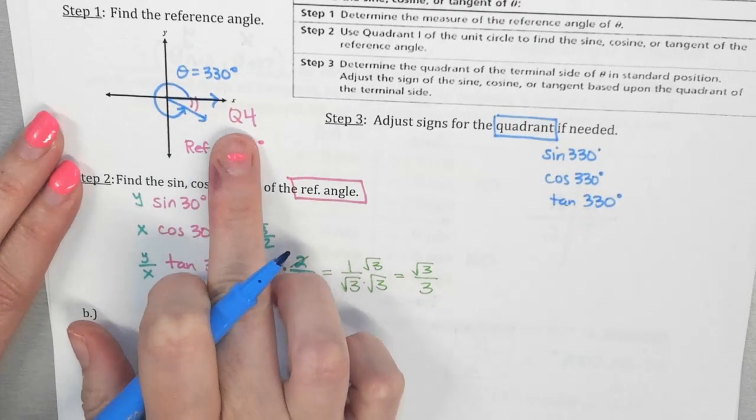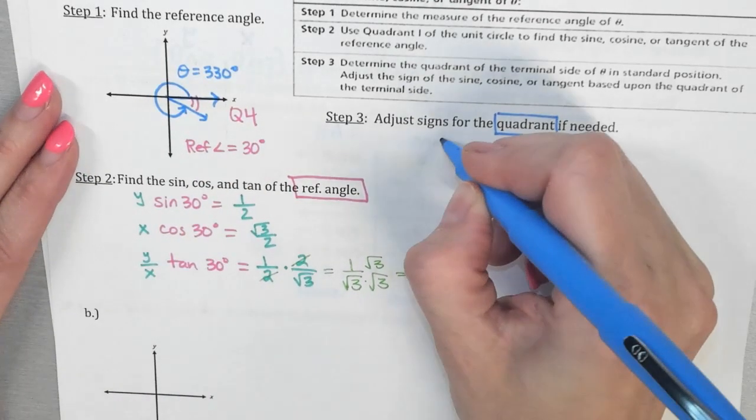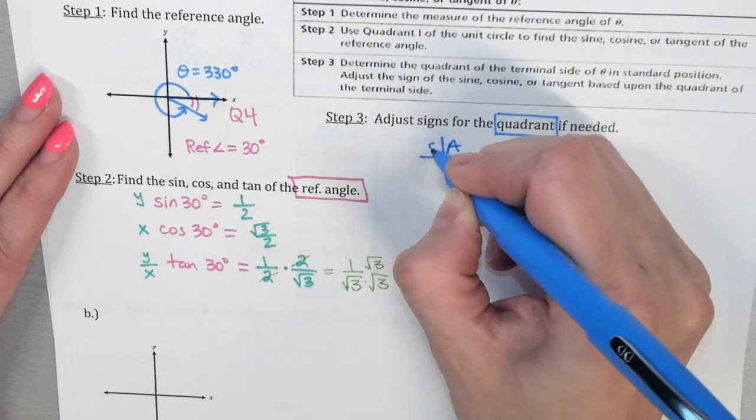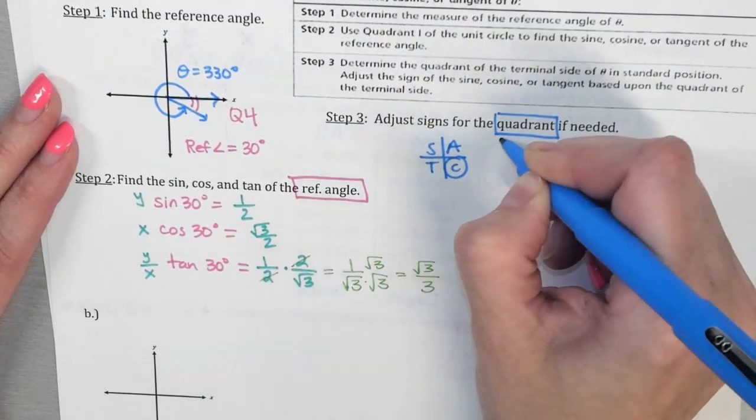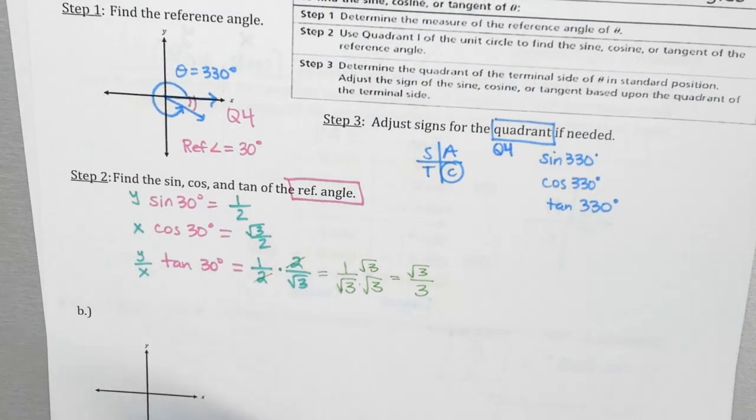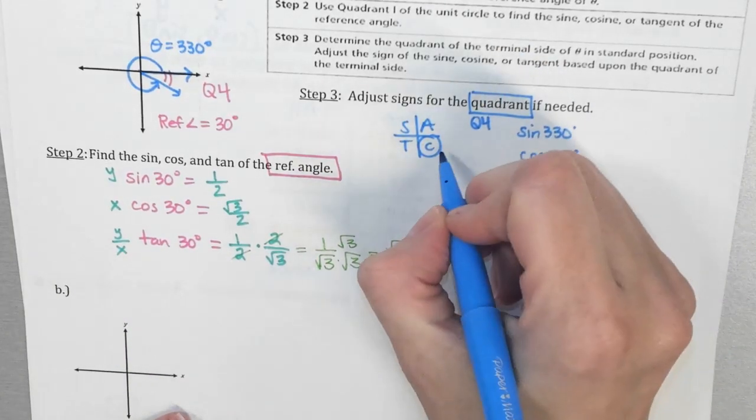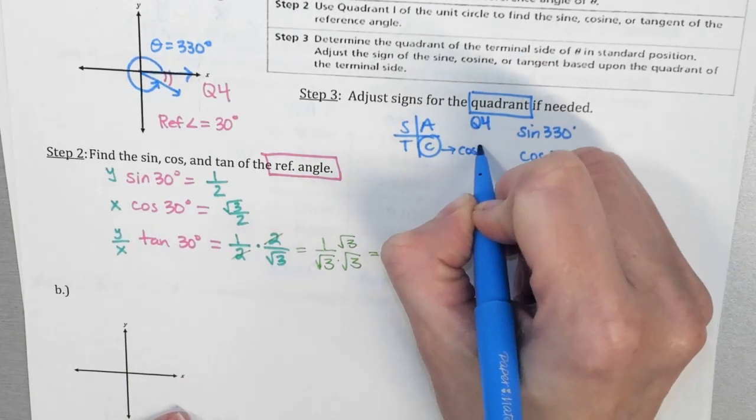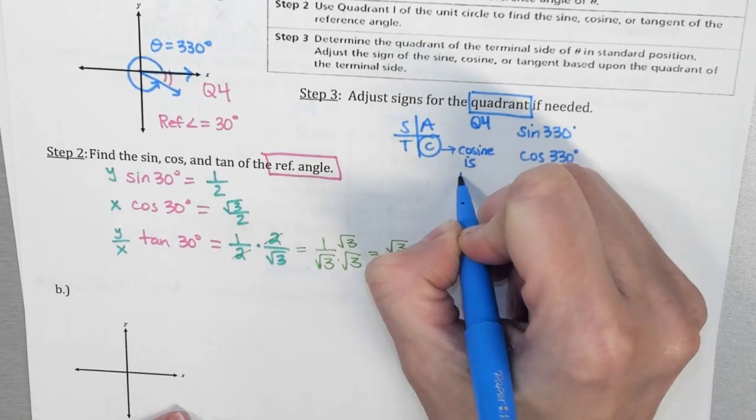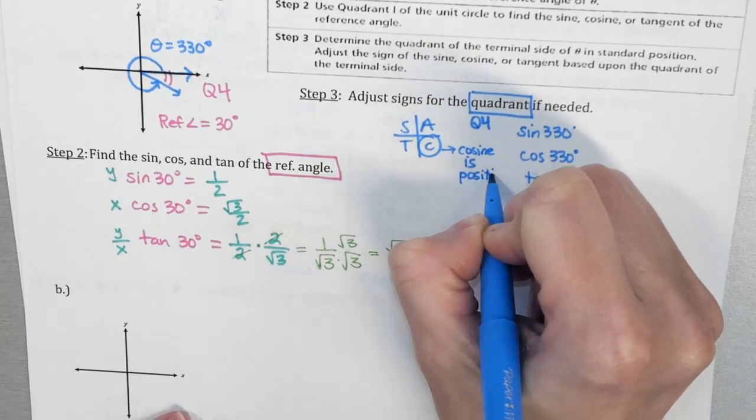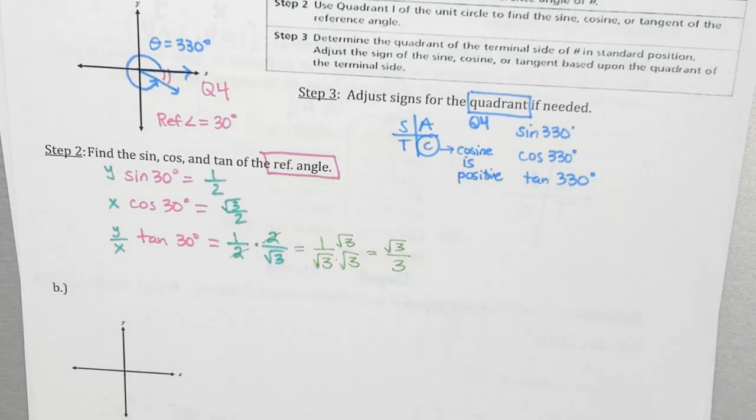So 330 is in quadrant 4. So if we use all students take classes, because this is in quadrant 4, where you have C, that means the cosine is what? Yes. If the cosine is positive, that means the rest of your values are negative.